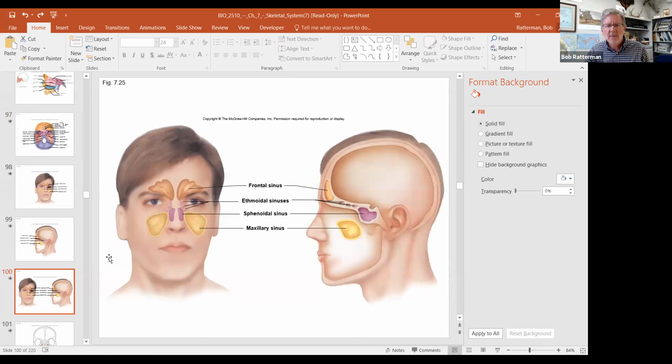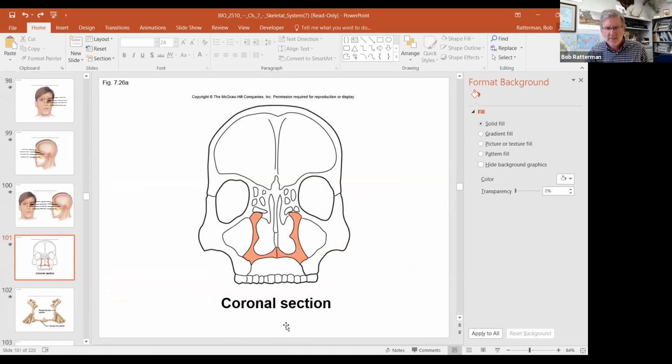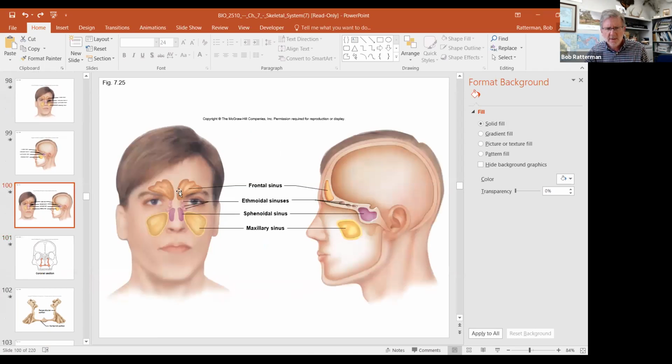This is pointing out the various sinuses. Notice frontal, ethmoid, sphenoid, and maxillary sinuses. The maxillary are probably the largest of the, I don't know how many there are, 2, 4, 6, 8, 10, 12.